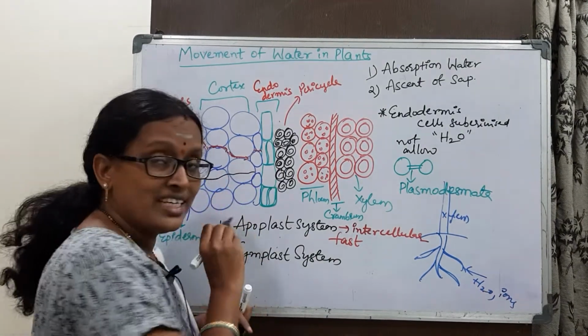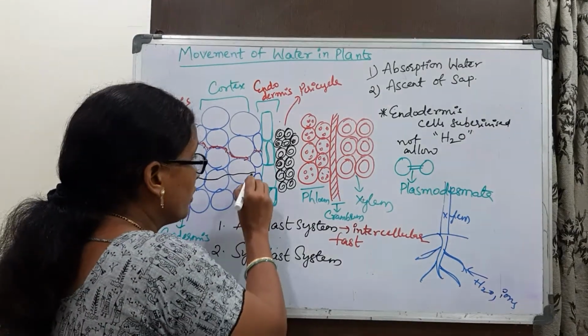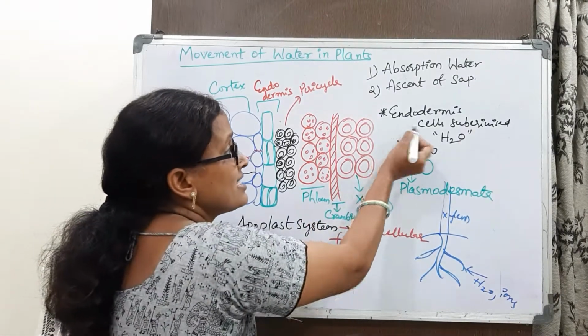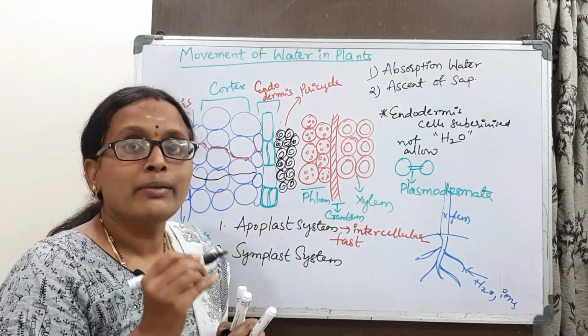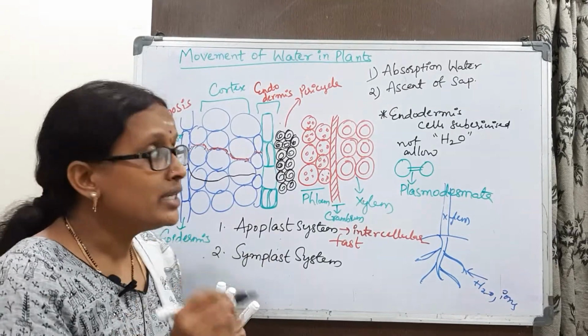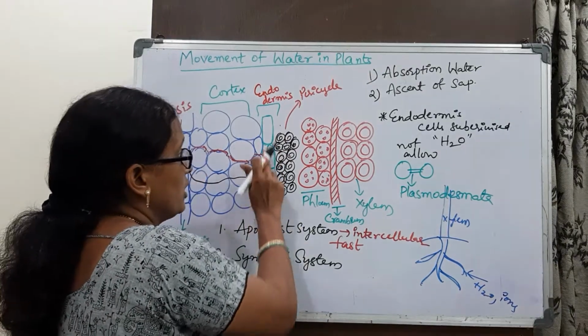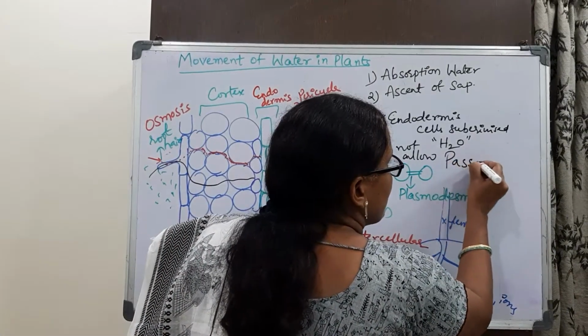But when it reaches the endodermis, in the case of symplast also, suberinized cells are there. The total endodermis is impervious to water, but some non-suberinized cells are there. These are called passage cells.